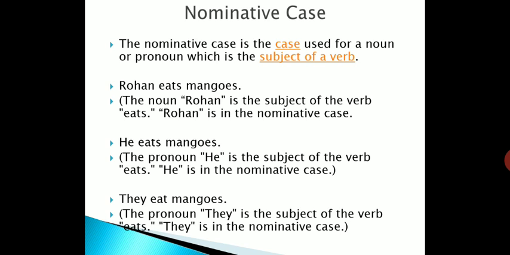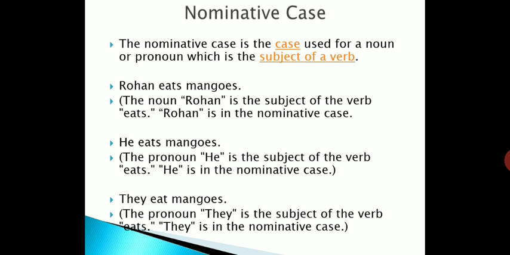First of all, we will discuss nominative case. The nominative case is the case used for a noun or pronoun which is the subject of a verb. Like Rohan eats mangoes. The noun Rohan is the subject of the verb eats. Rohan is in the nominative case.